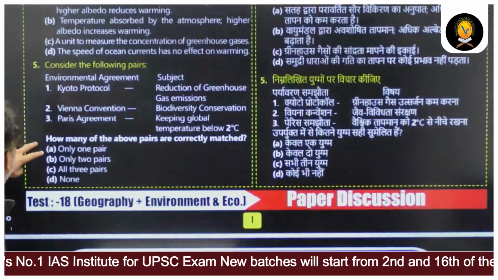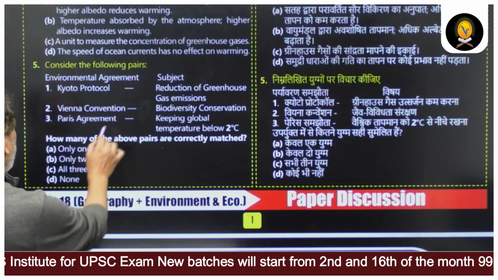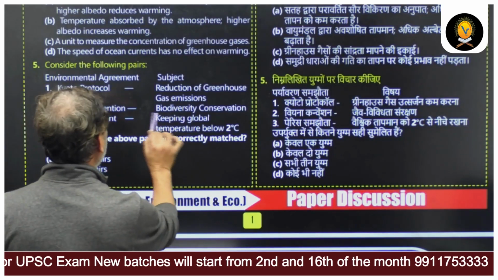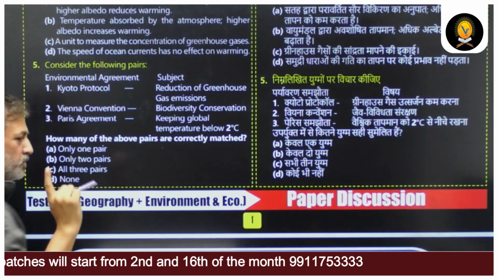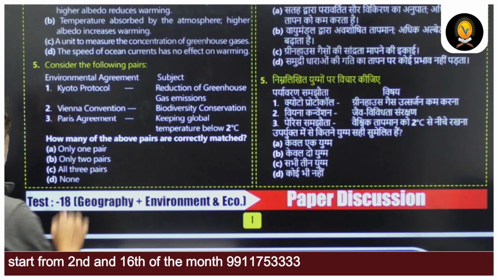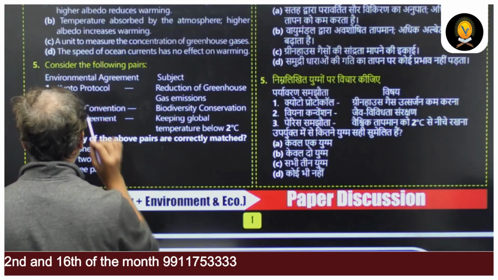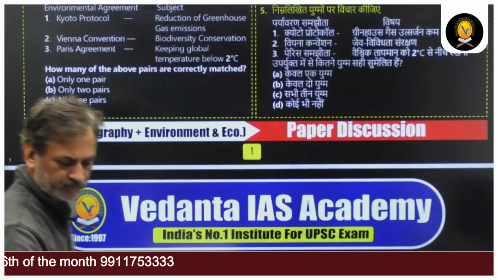Vienna Convention, sorry, the Vienna Convention is 1985. It is not about biodiversity conservation, it is about ozone depletion. So, only 1 and 2, 1 and 3 are correct. So, 2 pairs are correct.